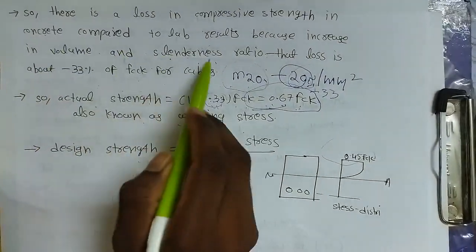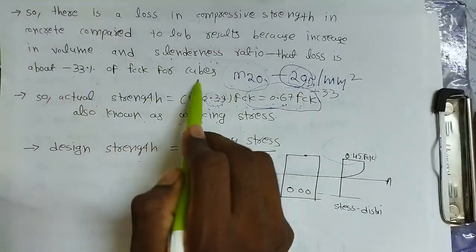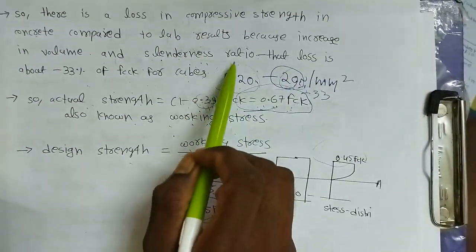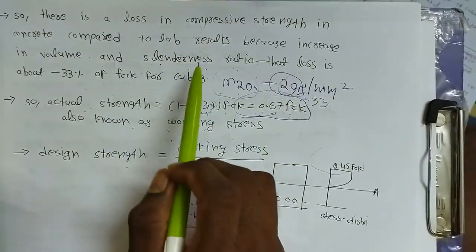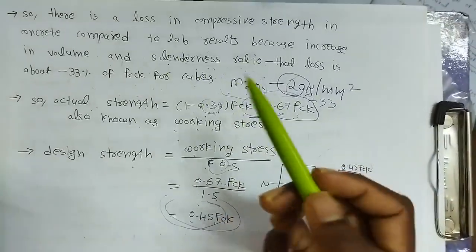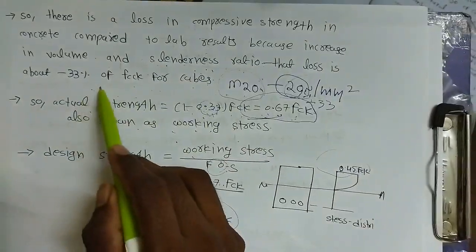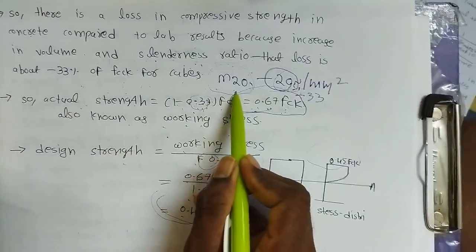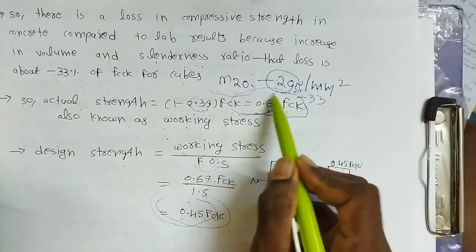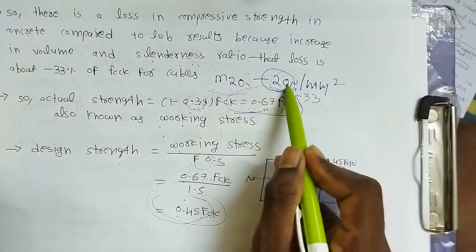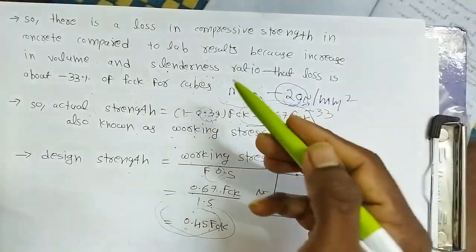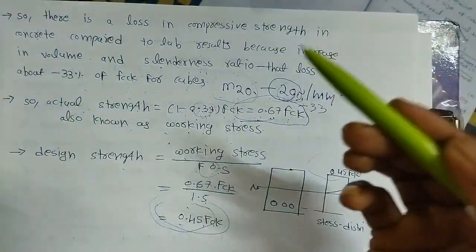So there is a loss in compressive strength of concrete compared to lab results because of the increase in volume and slenderness ratio. That loss is about 33% of the actual fck. If we test M20 grade concrete by making a cube, we get 20 Newton per mm square as fck. But in the actual structure there is a 33% loss in that 20 Newton per mm square.